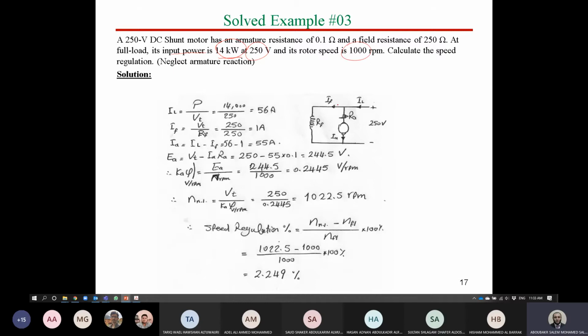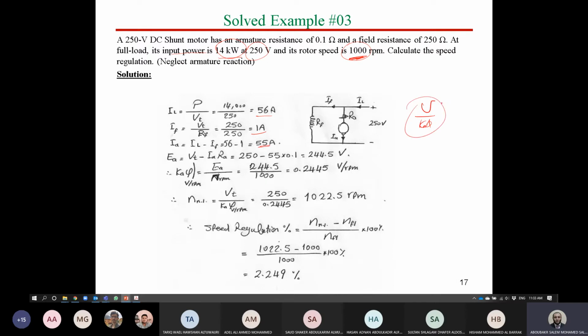Of course, the field current can be calculated as V over RF. So this is IF, this is IL, and IA equals IL minus IF. We can get the armature current. We need to calculate the speed regulation, so we have to get the motor constant. Why do we need the motor constant? In order to get the value of speed at no load. We have now the value of speed at a certain load. In order to get the speed at no load, we can say E over Ka phi.